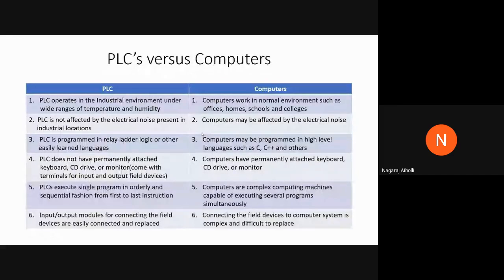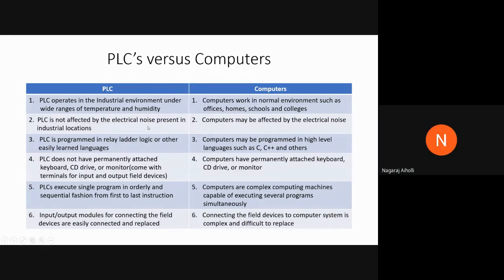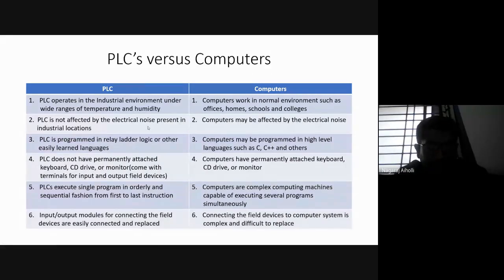Now students, let us try to compare PLCs versus computers. What are the differences between programmable logic controllers and computers? Can you point out a few differences here, students? What is the first difference? The definition I told in today's class about the PLC. That is our first comparison. PLC operates in the industrial environment, that is under extreme humidity and extreme temperature conditions, or a wide range of temperature and humidity conditions. That is the definition of PLC.